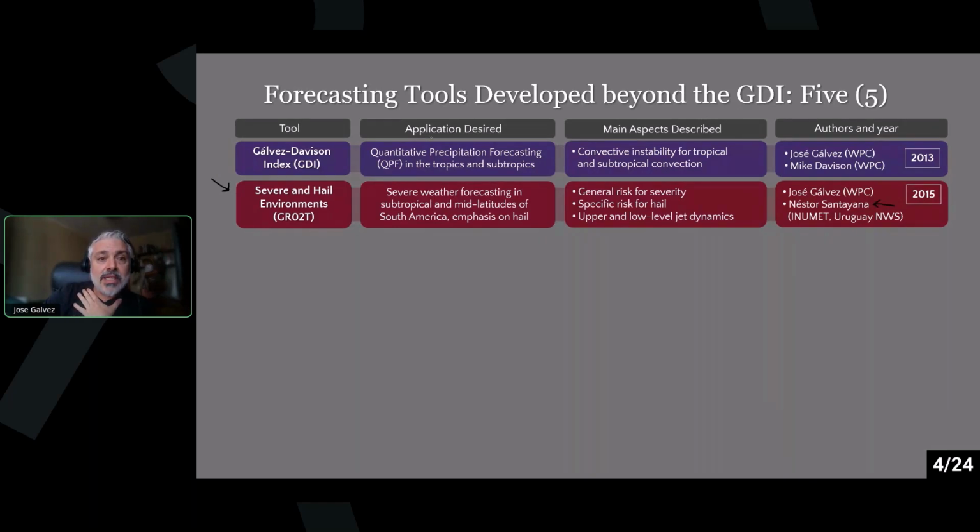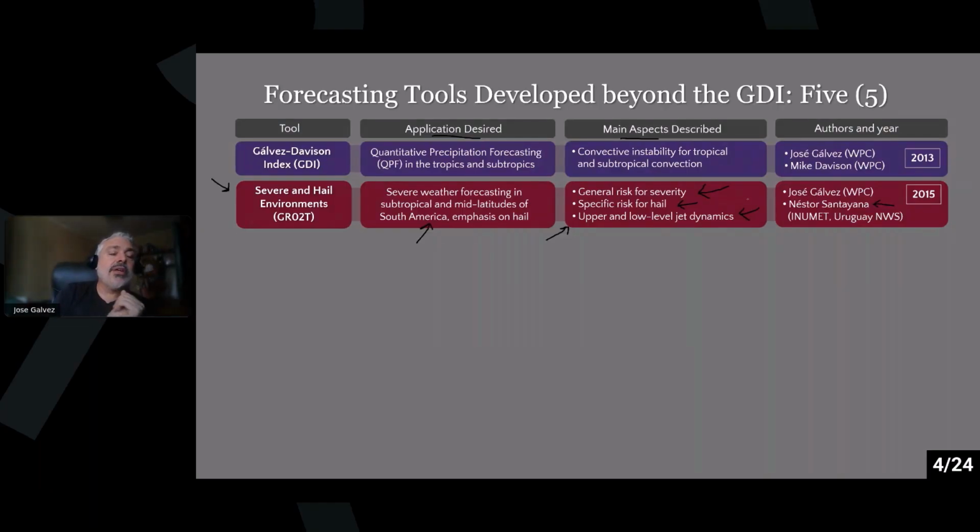So the desired application for this algorithm is the forecasting of severe weather, particularly in subtropical and mid-latitudes of South America, with an emphasis on hail. So it's really good for forecasting large hail. Now, what are the main aspects described? The three aspects that this is really good at are describing a general risk for severity, specific risk for hail, and also giving you information about the upper and low level jet dynamics that associate with the severe weather. So you can see these main things and others with the algorithm.